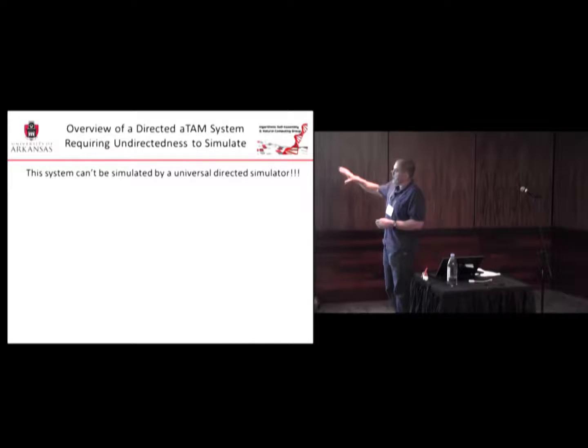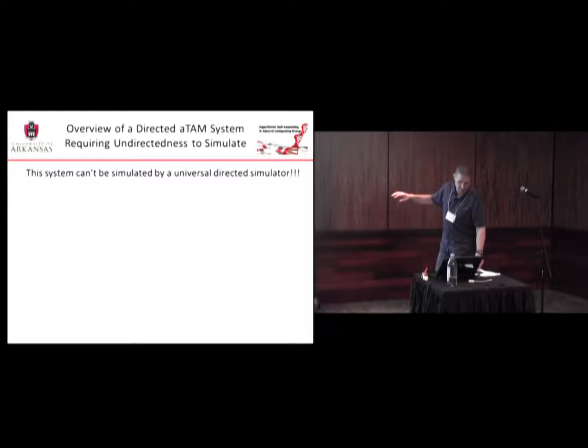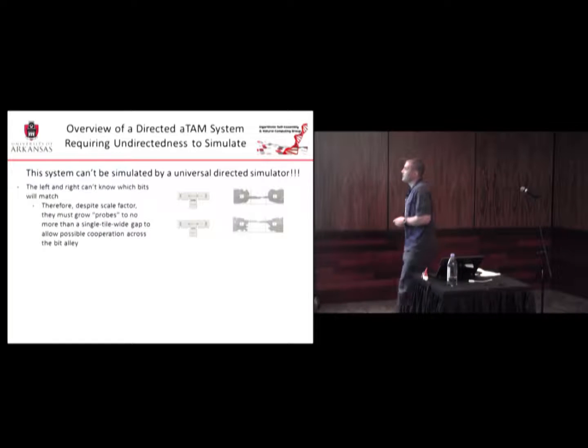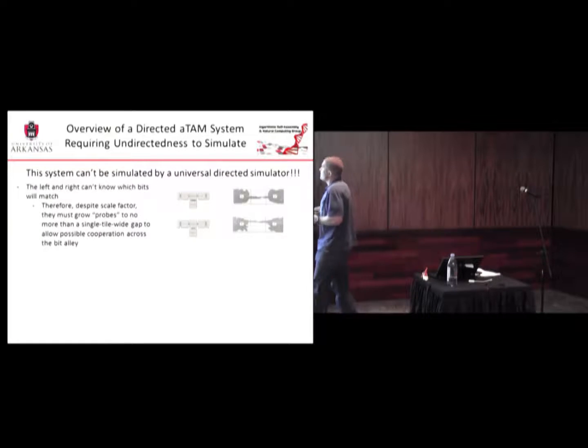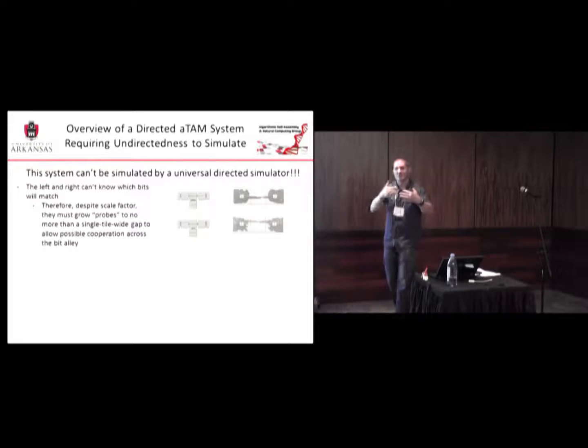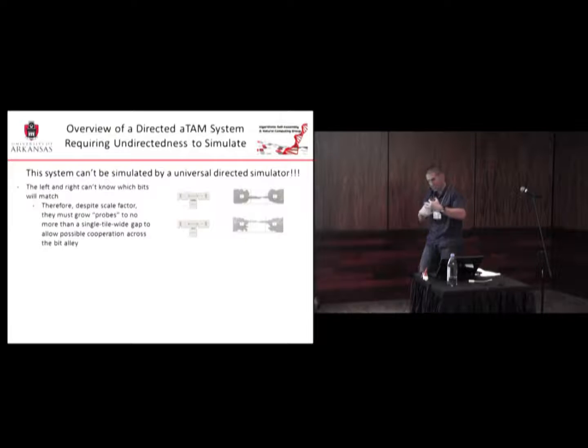And so why does that break any simulator? Anybody who wants to simulate this is going to fail, and the reason is essentially because for the simulator to be able to mimic the behavior of cooperation across the bit alley, it has to be the case that some portions of the simulator grow to within a single tile-wide gap or less. They could grow to be adjacent to each other, or a single tile-wide gap, to allow potential cooperation.